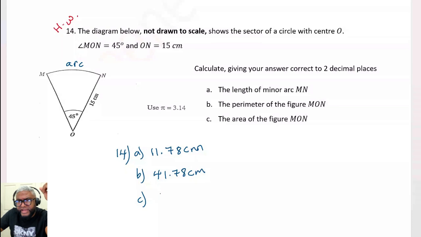Right, and Janaya, hit me the area of the figure. Janaya. 88.31.